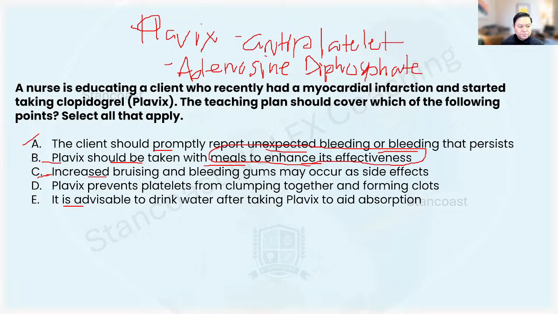Now, letter C. Increased bruising and bleeding gums may occur as side effects. Yeah, I already mentioned that one. D. Plavix prevents platelets from clumping together and forming clots. Yeah, we have mentioned that. And E. It is advisable to drink water after taking Plavix to aid in the absorption. Yeah, we always recommend our patient to drink water, of course, to allow the medication to go down into the stomach, but it doesn't really aid in the absorption. This is what's making it wrong. All right. So your answers are A, C, D.